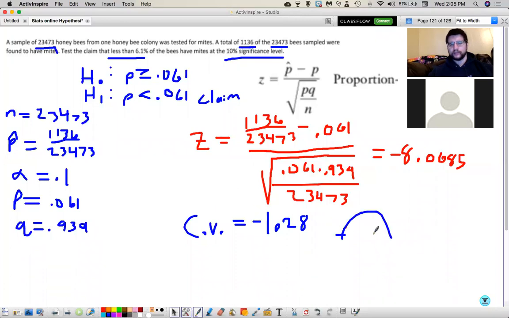Sketch it. All right, there's a good spot. Shade to the left. And my test statistic, -8, is way over here. Definitely in the rejection region.